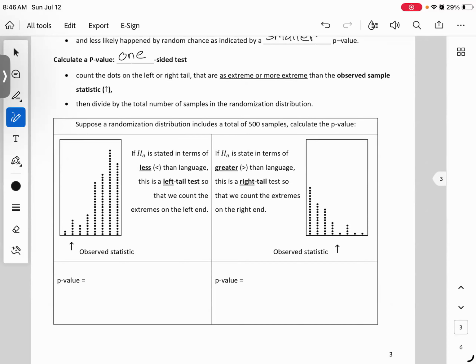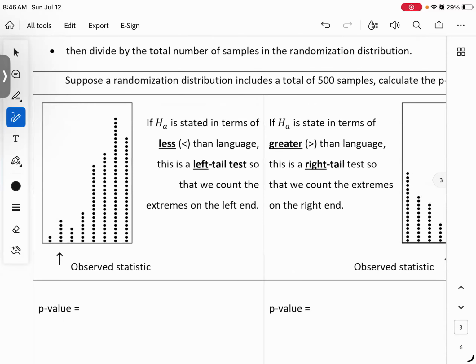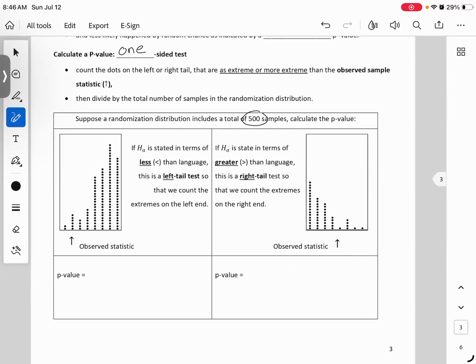There's going to be sometimes you do it with StatKey, but this is the version of how do you do it by yourself? Now, the p-value, what you do in terms of procedure is you count the dots that are on the tail depending on what you're trying to test. So here they're saying suppose that this is a randomization distribution that has 500 total dots, like from here all the way to there is 500 dots. But you don't have to worry about counting all the dots. You have to worry about counting the dots that are on the tail that you're testing.